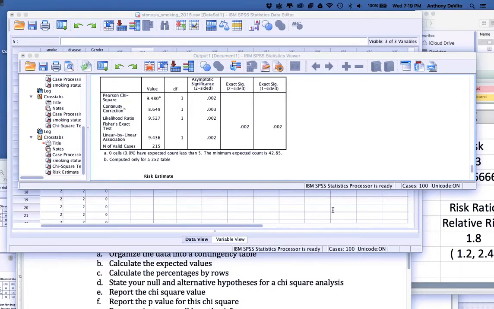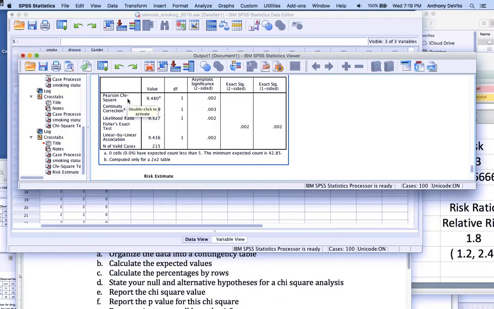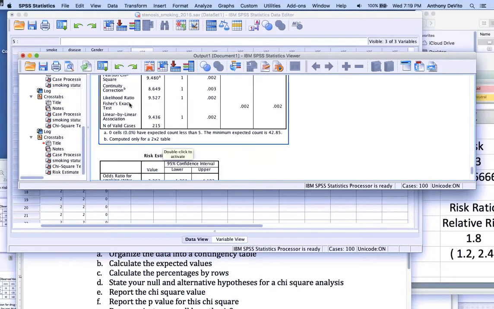We're not going to worry about that for our purposes for this test. Somebody might report it this way, or might report both. This is Pearson's chi-square. This is what the continuity correction is, and then we're going to talk about something called Fisher's exact test, and we'll worry about what that is later on.